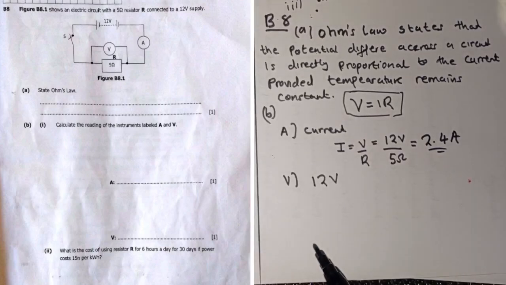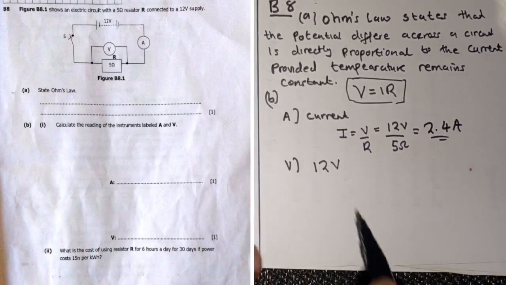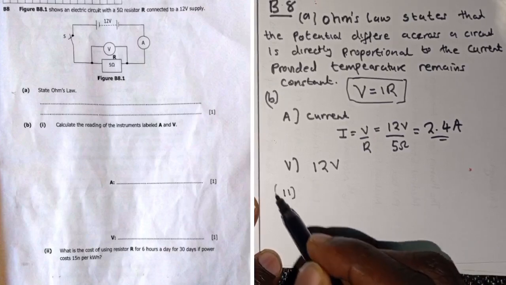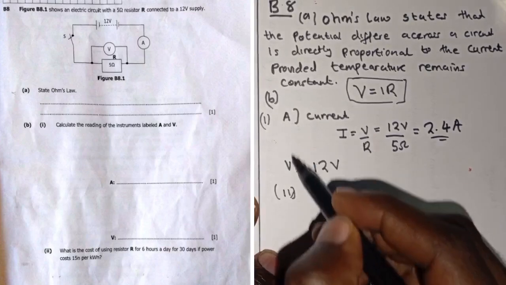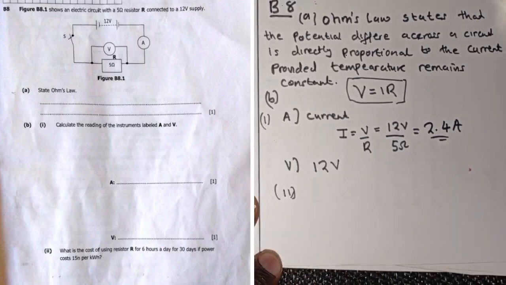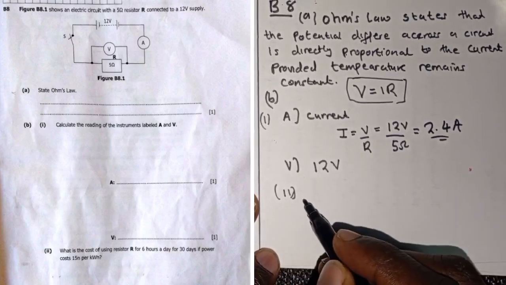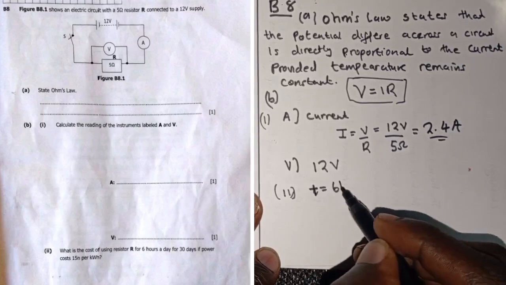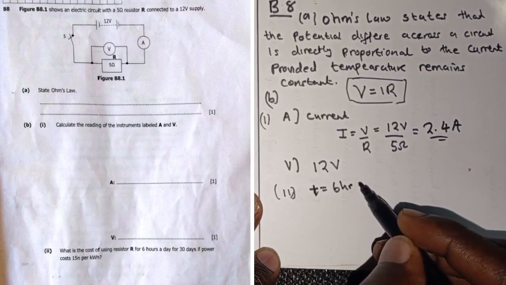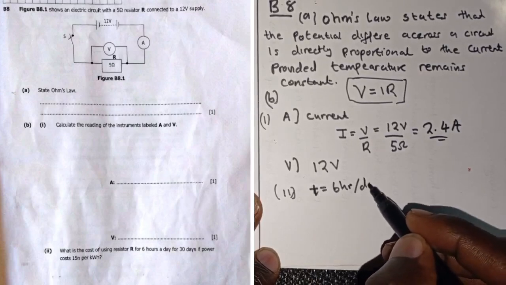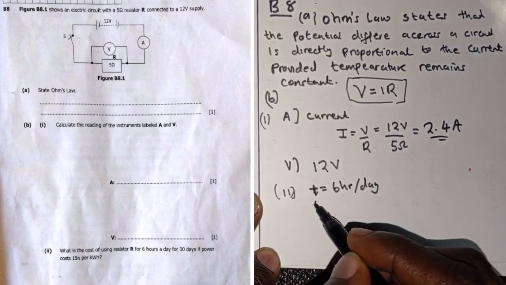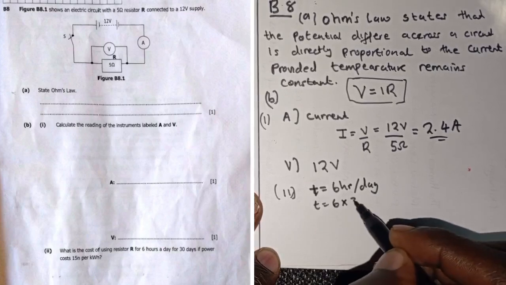Now, what is the cost of using resistor R for 6 hours? So we're now finding the cost. We've calculated A and V. Now, for the cost, the time is given as 6 hours a day, so this is per day, and it's 30 days, so the total time will be 6 hours times 30 days.